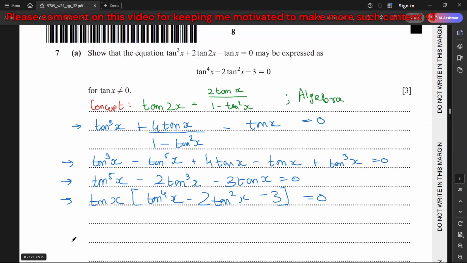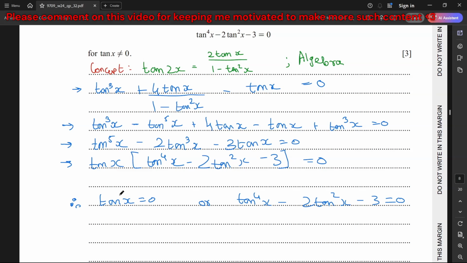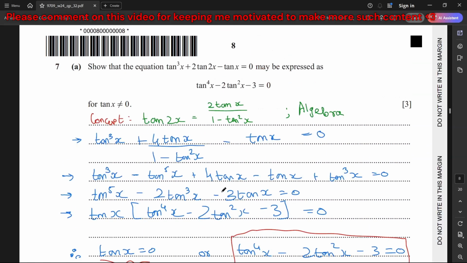And from here we can say that therefore either my tan x is equal to 0 or tan power of 4x minus 2 tan square x minus 3 is equal to 0. And this is exactly what we are asked to prove in this part. And we know that tan x equal to 0 cannot happen because tan x not equal to 0 is given to us. So I can say that I'm going to reject this. And this is how I'm going to prove my answer for part 1.